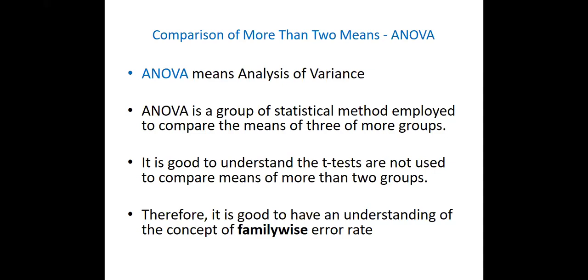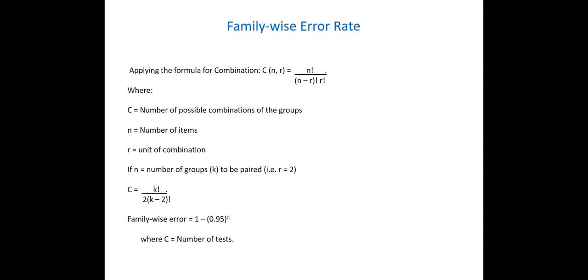Now let's look at the comparison of more than 2 means. ANOVA means analysis of variance. ANOVA is a group of statistical methods employed to compare the means of 3 or more groups. It is good to understand that the t-test is not used to compare means of more than 2 groups. Therefore, it is good to understand the reason. The reason the t-test is not used is because of the concept of family-wise error. So let's look at this family-wise error. What does it mean?